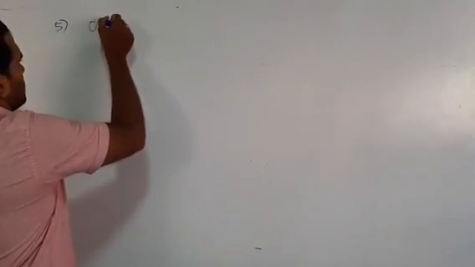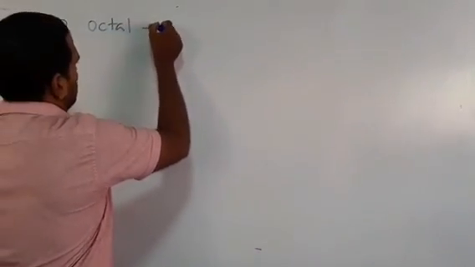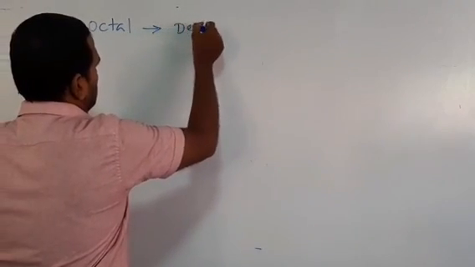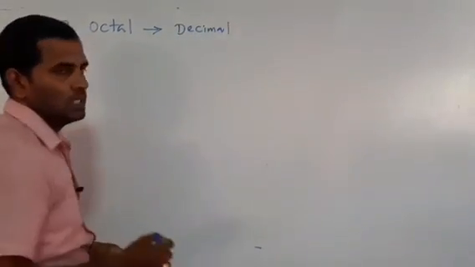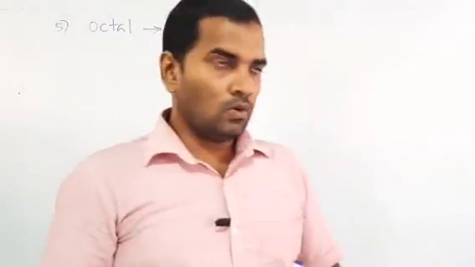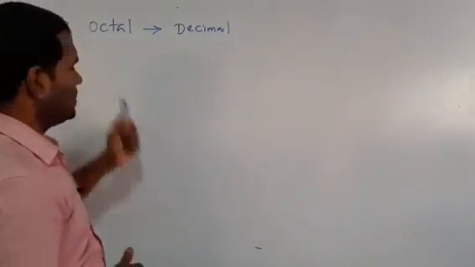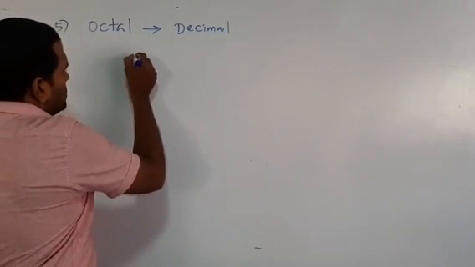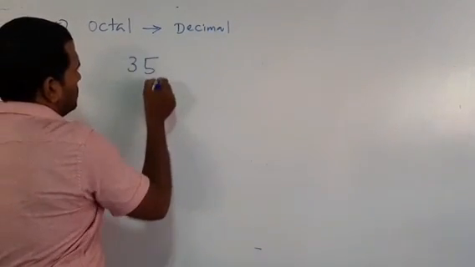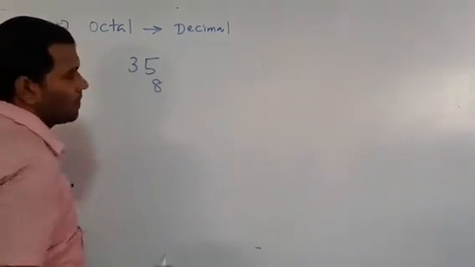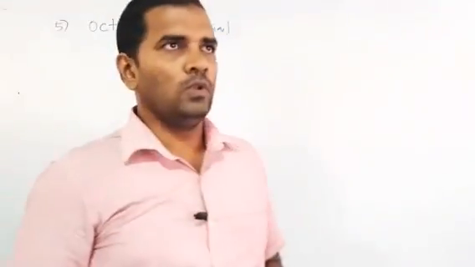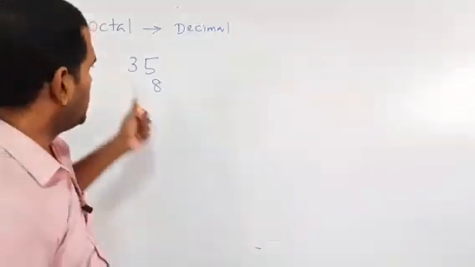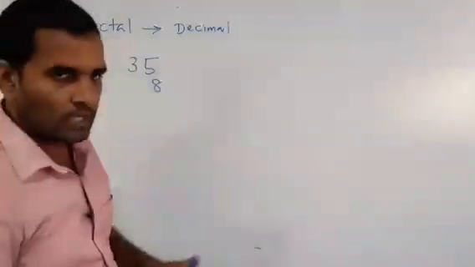This is converting an octal number into decimal. So this is octal to decimal. Again, I take an octal number. So let's take an octal number, 35 base 8. Again, it's a small number. So 35 base 8. Let's convert this into decimal.